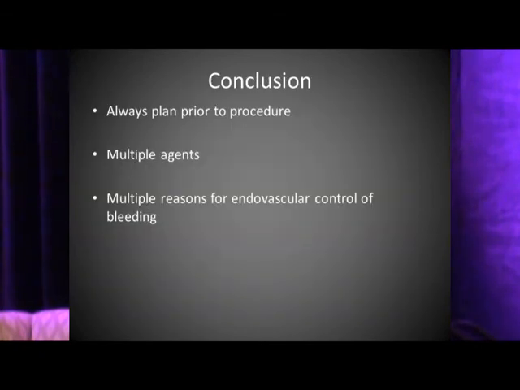So in conclusion, always have a plan even prior to the procedure. The reason the procedure went well when they pulled the temporary catheter out is because we had really planned on what we were going to do for that. In our armamentarium, there's multiple agents that we have now for embolization or endovascular control for bleeding. And there's different reasons that we do endovascular control for bleeding, not only for trauma, but pre-surgery to control blood loss.